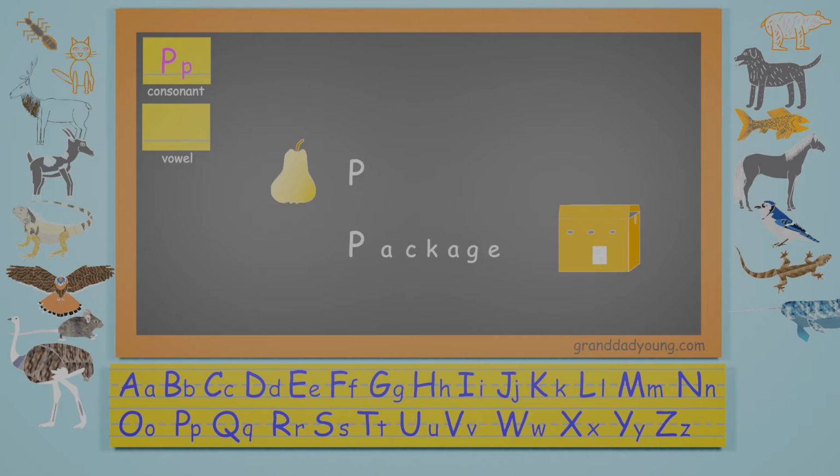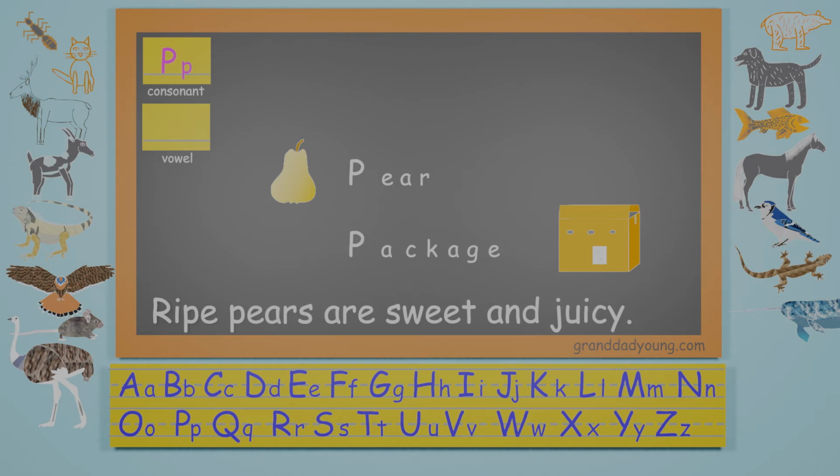Pear. P-E-A-R. This delicious fruit grows on trees. There are over 3,000 varieties of pears. Ripe pears are sweet and juicy.